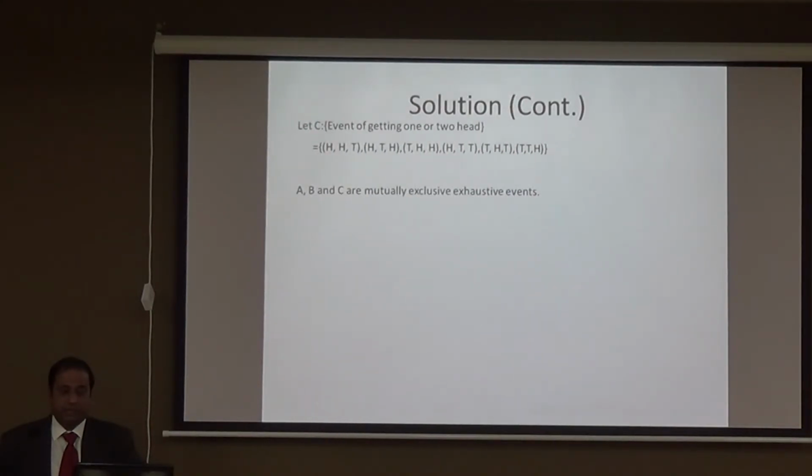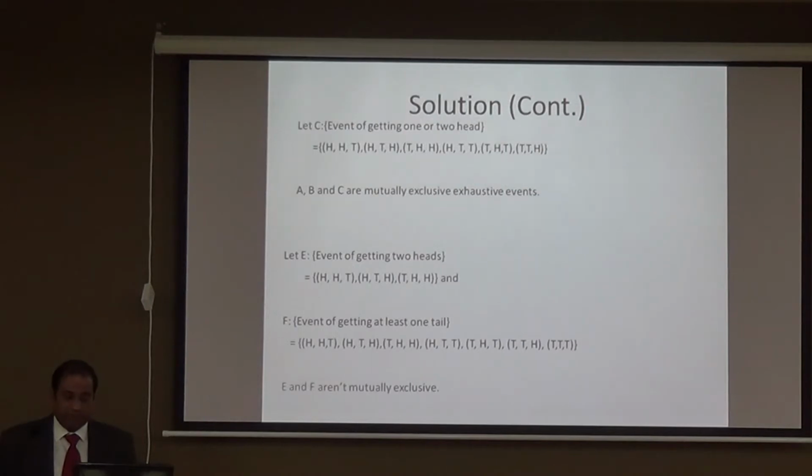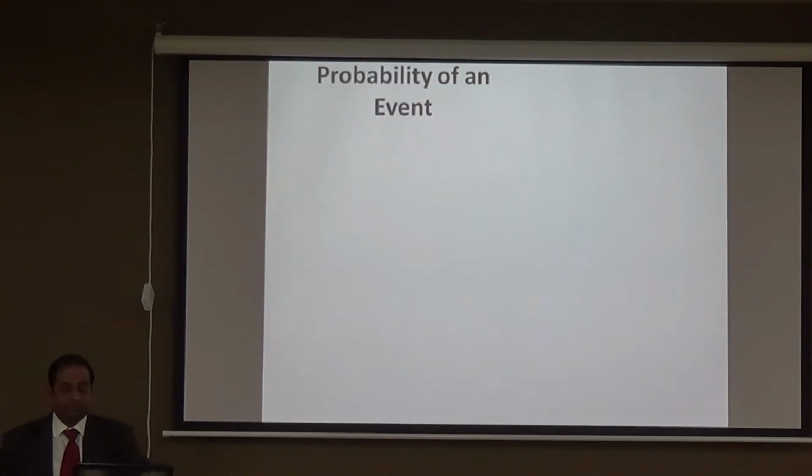Another, let's see with the event of getting 1 or more heads. A, B and C are mutually exclusive as well as exhaustive events. Another example, let E be the event of getting 2 heads, that is HHT, HTH and THH. Event F is getting at least 1 tail, that is HHT, HTH, THH, HTT, THT, TTH and all three tails. E and F are not mutually exclusive events because certain elements are common to both the events.